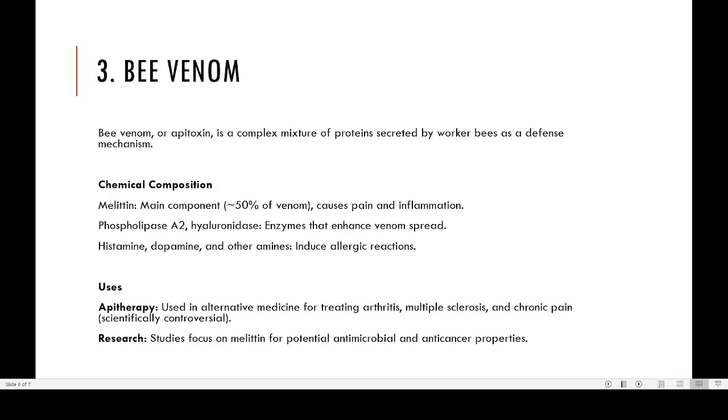The next product is bee venom. Bee venom, also known as apitoxin, is a complex mixture of proteins secreted by worker bees as a defense mechanism. It's a venom and it's a poison, but that poison is not normally capable of killing a human being. It contains only very little.